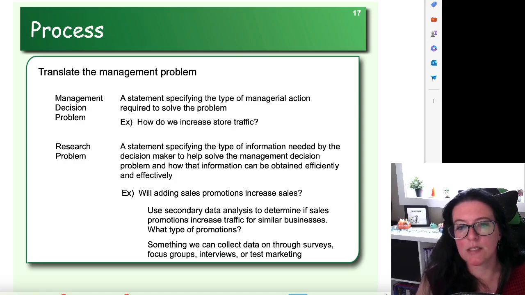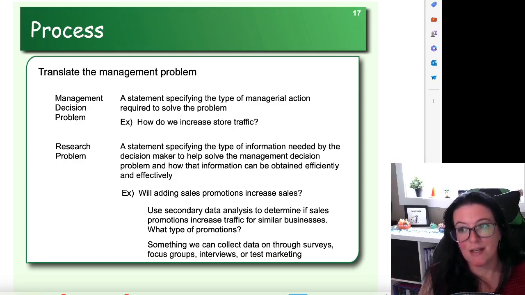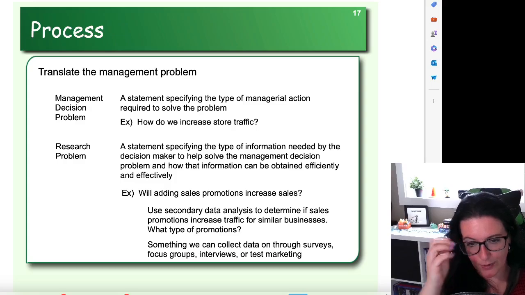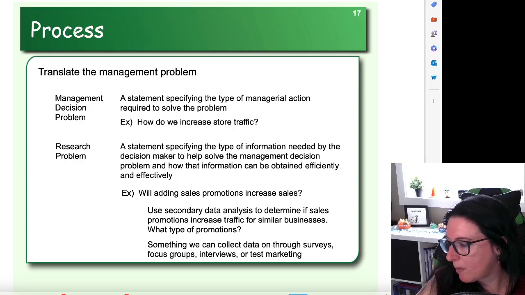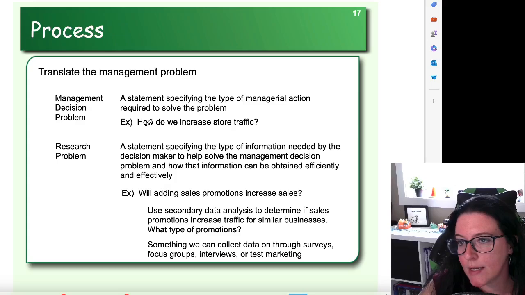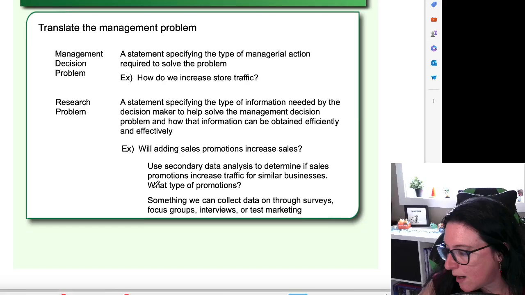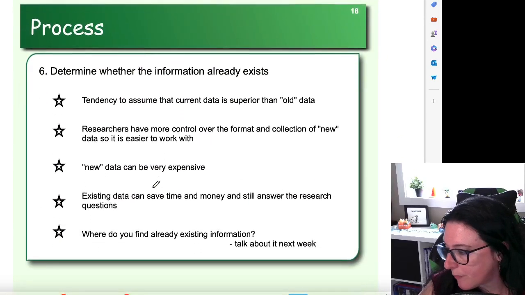So the idea here is to narrow the problem into something that can be researched, so that we can create research objectives to know if we have been successful in our research project. So start with the management decision problem, which is generic. Get to the heart of what it is they really want, something we can measure, something we can test, and it will help direct us in terms of where we are going.